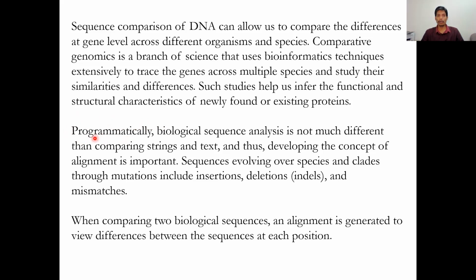So programmatically, biological sequence analysis is not much different from comparing strings and text, and thus developing the concept of alignments is important. Sequences evolving over species and clades through mutations include insertions, deletions, and mismatches. So what are the units of this evolution, and how are the different species evolving?